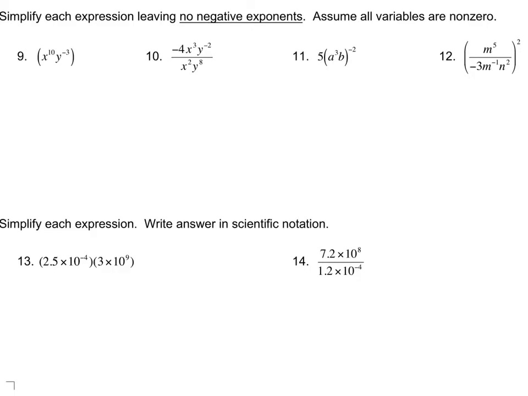Simplify each expression, leaving no negative exponent. Assume all variables are non-zeros. Number 9. So the keywords here are leaving no negative exponents. We do not like negative exponents, so make sure you try to get rid of them. So number 9, I have x raised to the 10th power, y raised to the negative 3 power inside the parentheses. It is exactly the same question without the parentheses.